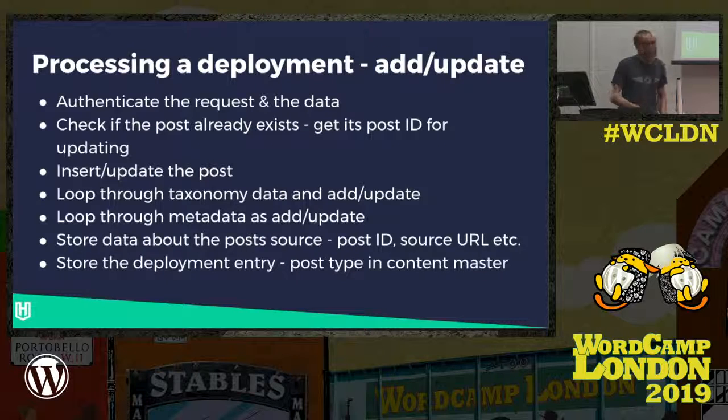And then last but not least, we store a deployment entry, just a record that a deployment was made at this point in time. That just uses another custom post type to store those in, and it tells us that it was sent on this date and this time by this user from here to here. So we've got a record of what's happened. So that's kind of the process that we go through. And obviously there's quite a bit of code behind how that all works, but that's kind of the flow.